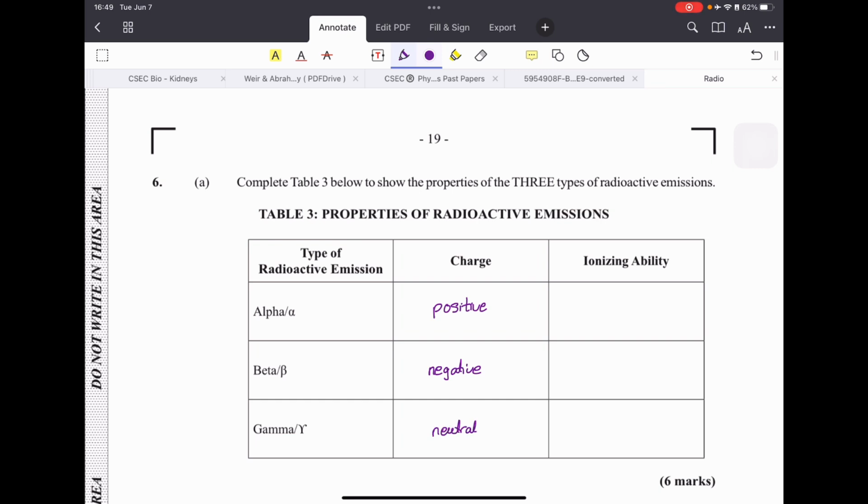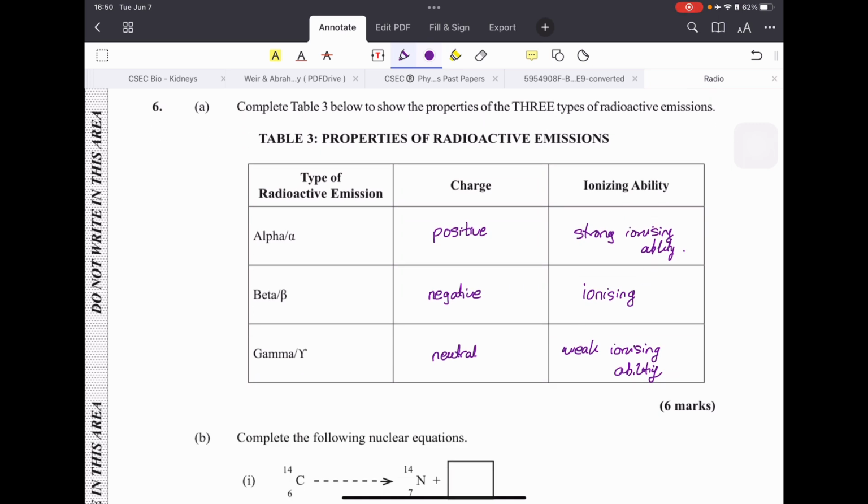Okay, ionizing ability is how powerful these emissions are, right? So how far it could pass through different stuff and things like that, right? But what you need to know is that the alpha emission has a strong ionizing ability. The beta is kind of in the middle, so we could just say it's ionizing. It's neither strong nor weak. Right, and the gamma, it's weak. Okay, and that's how we fill out this table. These are things that you just need to know.